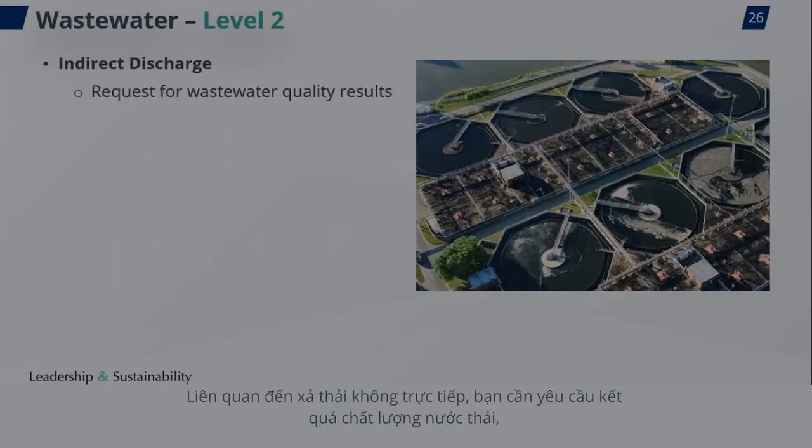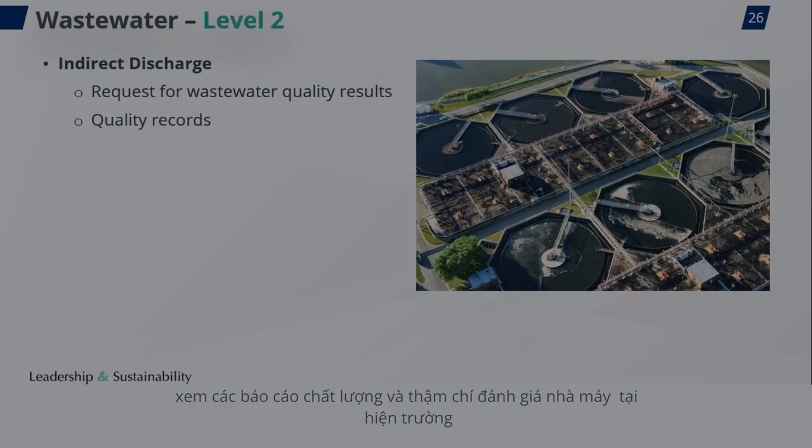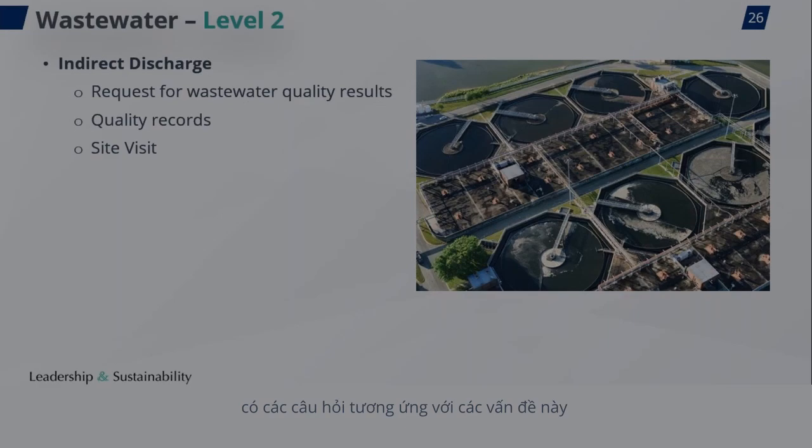And then regarding your indirect discharge, you should, as we said already, request the wastewater quality results. You should look at the quality records and have a look, and you may even make an on-site visit. And when we go into the section on waste, you will also see there are questions related to making on-site visits to the places, the installations where the waste is treated, especially the hazardous waste. And this is a similar question related to that.